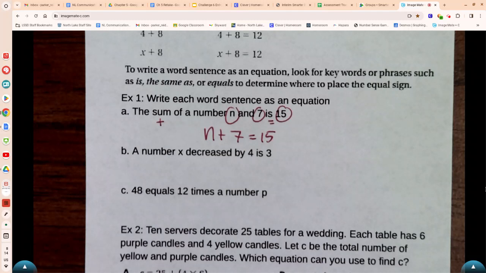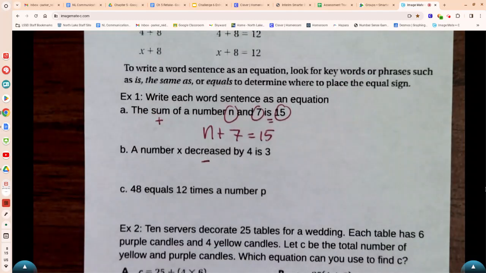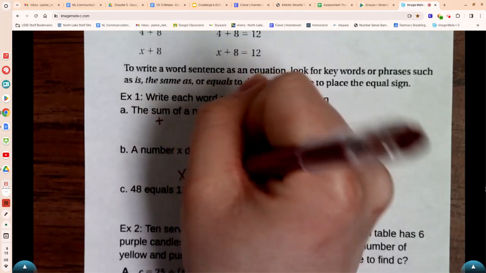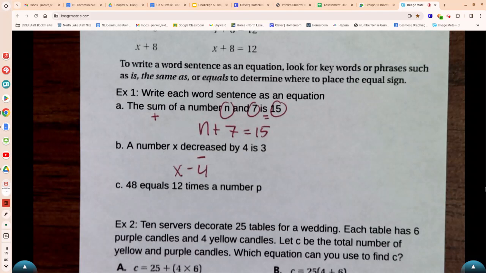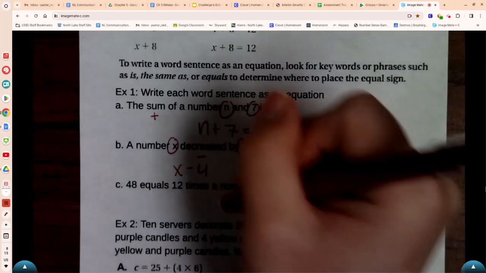The next one says a number x decreased by 4 is 3. What operation does the phrase decreased by indicate? Svara? Subtraction. And what am I subtracting? Am I doing 4 minus x, or am I doing x minus 4? We're actually doing x minus 4, because if it says decreased by 4, that means it's going down 4, and the 4 needs to get taken away from the x. Remember, the only words that indicate you should switch the order for subtraction are fewer than, subtracted from, or less than. And then when it says is 3, what does that mean? We're going to tack on the equal sign to the end of this. Ratisha? So is just means equals.